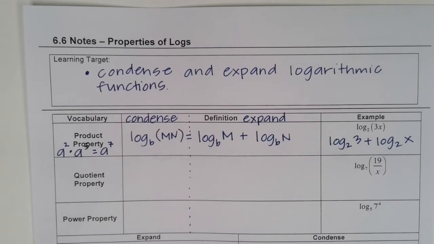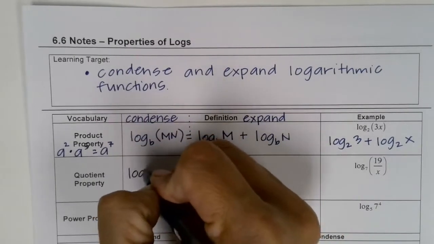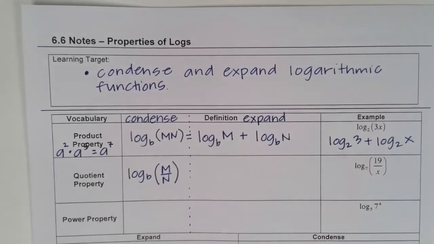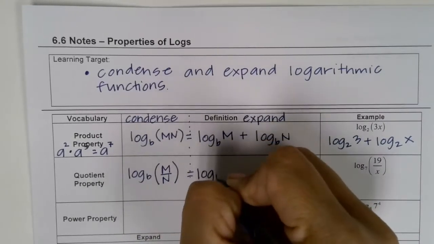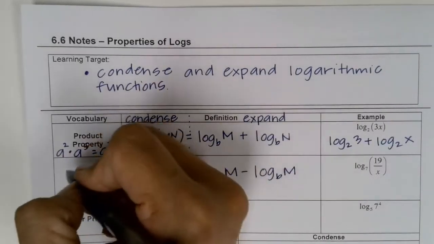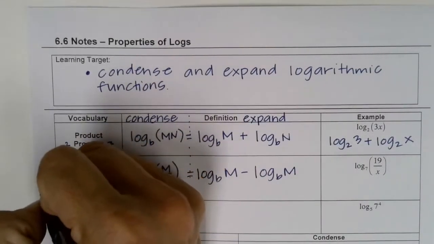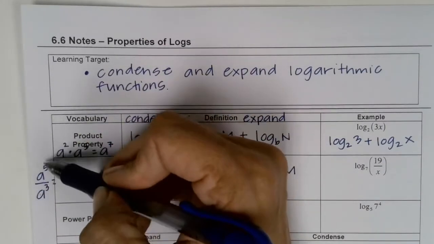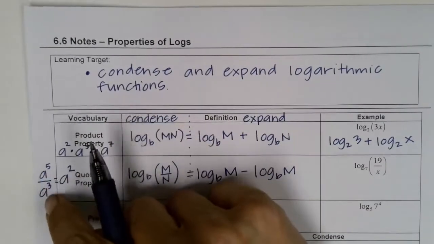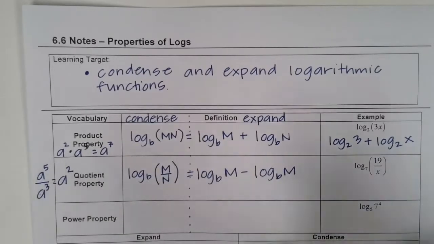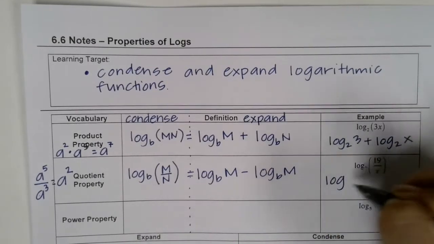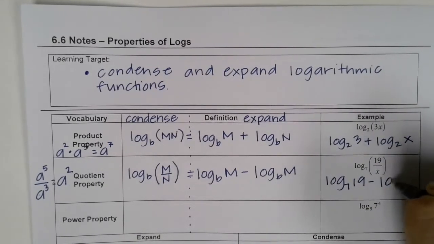All right, quotient property. This says that if you are dividing within the argument of a logarithm, then when you expand it, you are going to subtract. And again, we have something to tie it to from our previous knowledge: if we're dividing exponents, then we subtract them, right? So the bases are being divided, so we subtract the exponents. So it's very similar for logarithms since they are inverses. So here, this would look like log base 7 of 19 minus log base 7 of x.